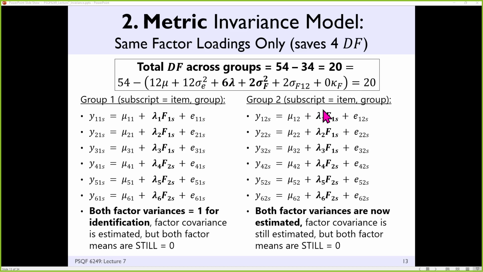So I have saved what would have been 6 parameters, but by forcing the loadings to be the same, I have to free the factor variances in the alternative group. So that's where the 2 come back. So the total degree of freedom difference relative to the previous model is only 4. Previous model had 16 degrees of freedom. This one has 20 because I freed up 2 factor variances, but I constrained 6 loadings. So the net change is 4.